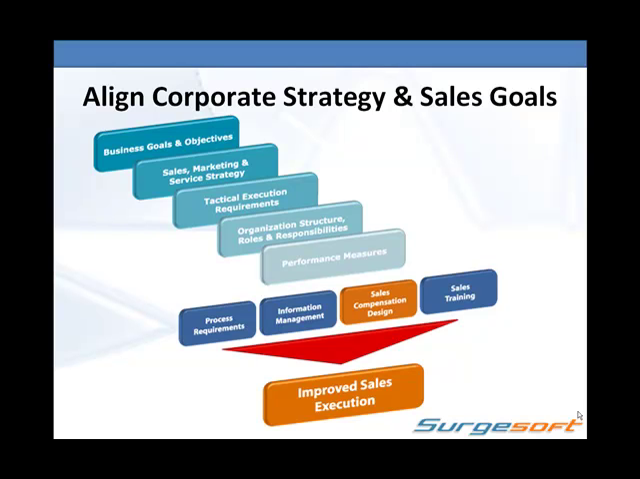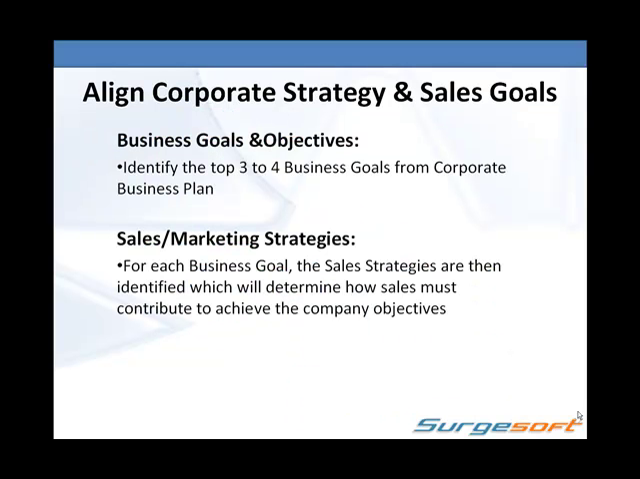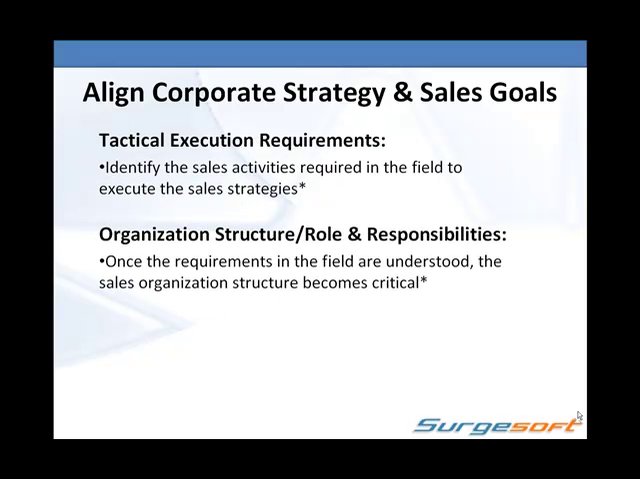The end result will be a strong sales plan, which stems from this process. We're going to take a minute now to line these steps up for you. Business goals and objectives. You really want to identify the top 3 to 4 business goals from the corporate business plan. For each business goal, the sales strategies are then identified, which will determine how sales must contribute to achieve the company's objectives.